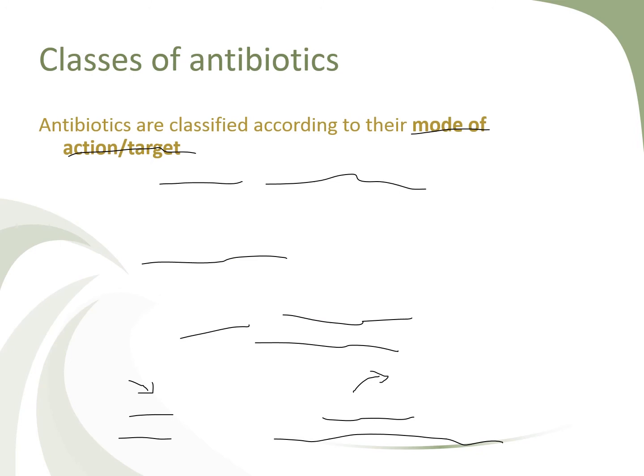Now I'm gonna talk about the classes of antibiotics. Antibiotics have different classes according to the mode of their action or the target that they have. They may have different or overlapping spectrum of activity. So, for example, two antibiotics can attack the same bacteria, so they have overlapping spectrum, or they can attack completely different bacteria, so they're gonna have different spectrum.